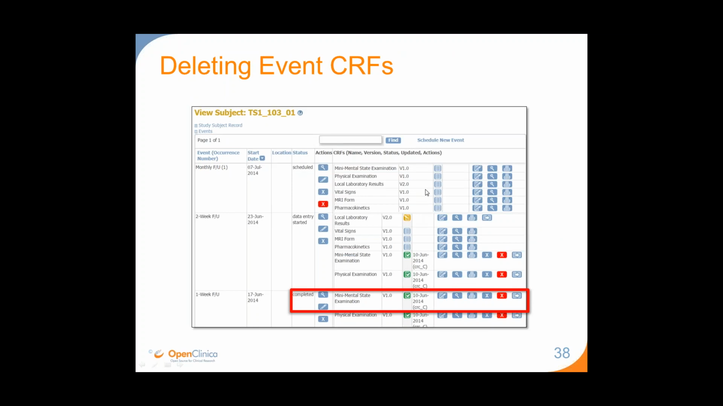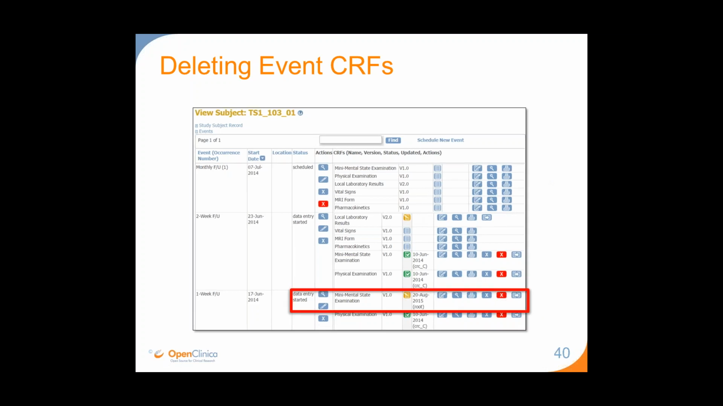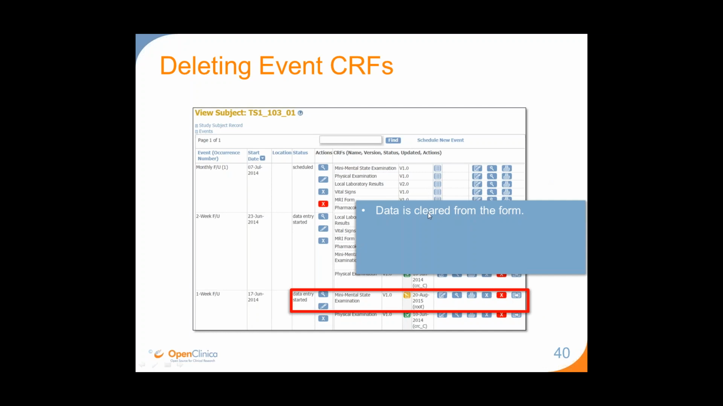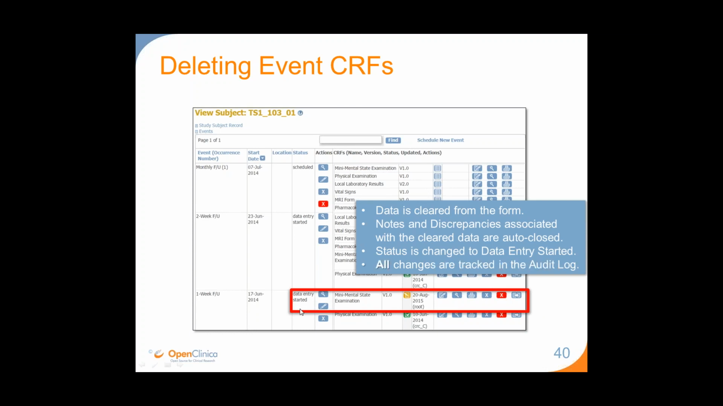We also changed the functionality of deleting event case report forms. If I look at a study subject casebook and click on the red X to delete an event case report form, it changes the status back to data entry started. It clears the data from the form. Any notes and discrepancies associated with the cleared data are auto-closed. The status, as I mentioned, is changed back to data entry started, and all changes are tracked in the audit log.